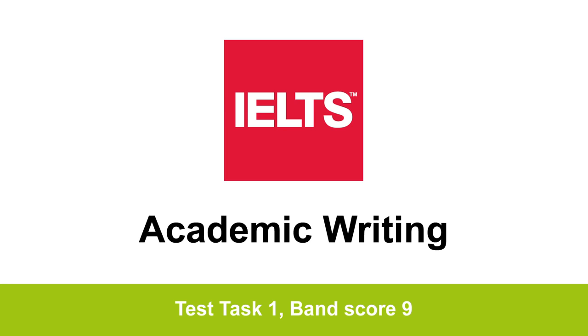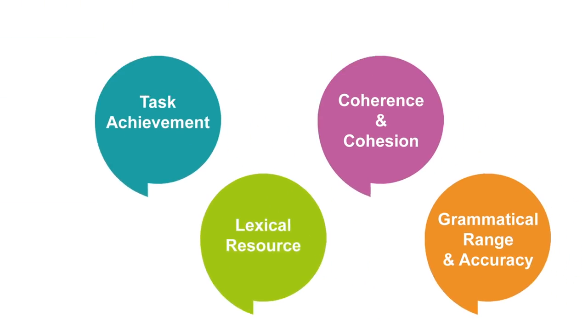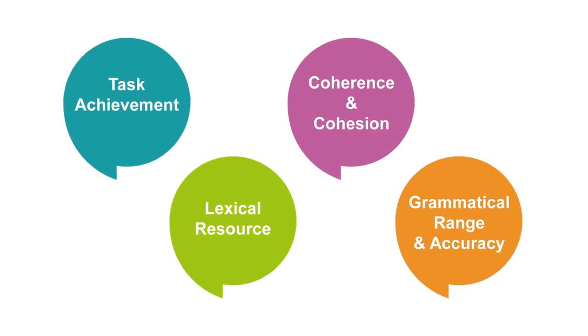We're going to help you understand how we mark the IELTS writing task 1 and what is needed to achieve a band 9. Let's look at how the writing tasks are assessed. Each writing task is assessed by examiners according to the following 4 criteria.